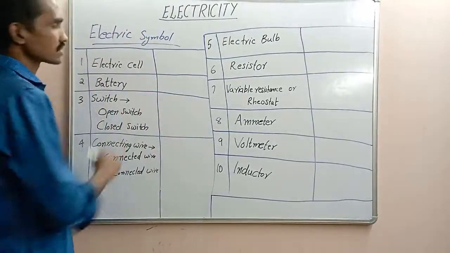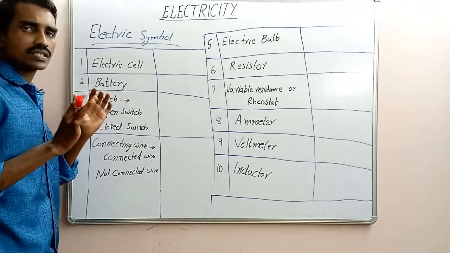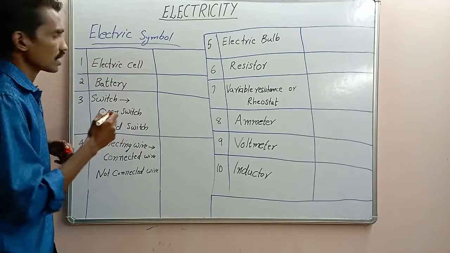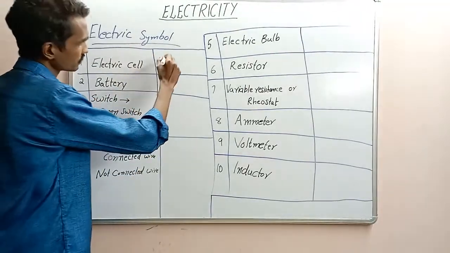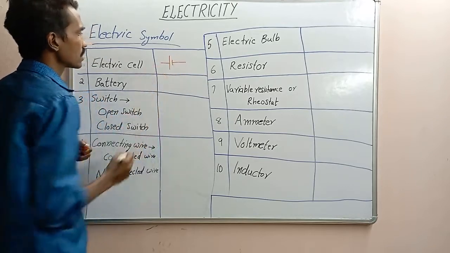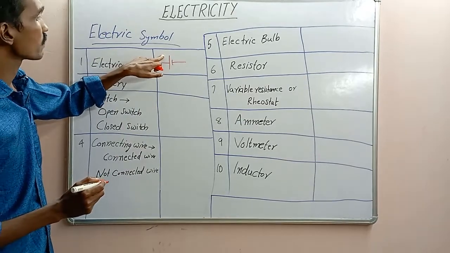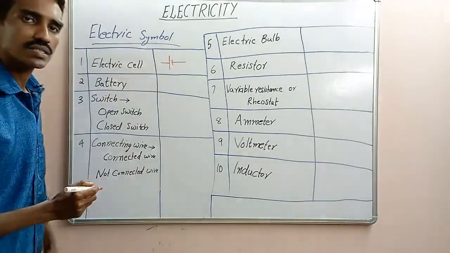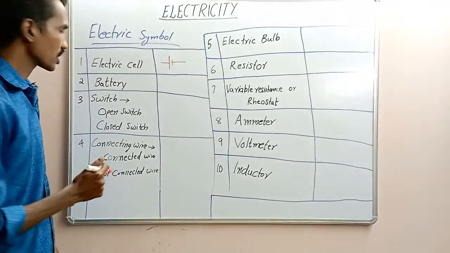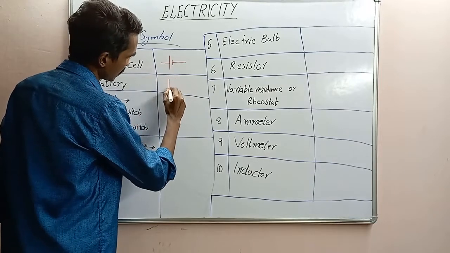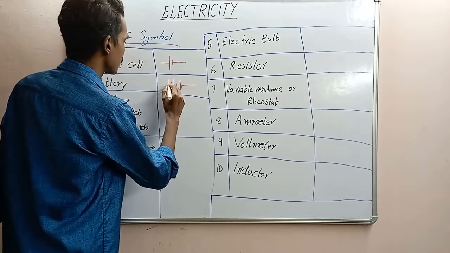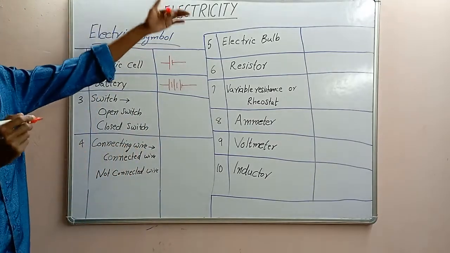Next is electric symbols. Some basic electric symbols we discuss in this syllabus. The first symbol is the electric cell. How to represent an electric cell in an electric circuit? A larger line and a shorter line. The larger line represents the positive terminal of the cell, and the smaller line represents the negative terminal of the electric cell. The battery is larger line, smaller line, larger line, smaller line, likewise, which means many cells together to form a battery.